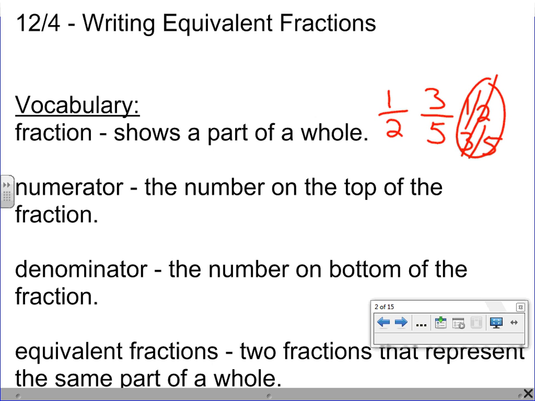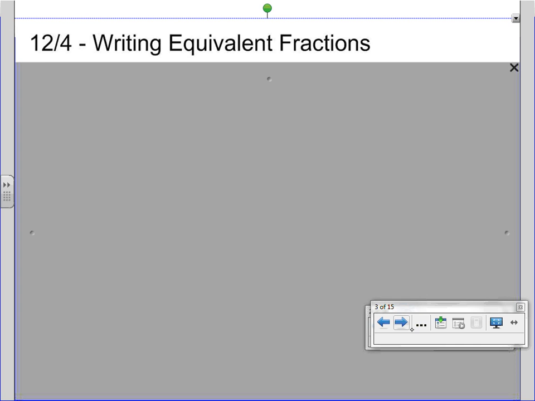equivalent fractions. And when you hear the word equivalent, you probably hear equal, and that's essentially what it means. It's two fractions that represent the same part of a whole. It's two fractions that are equal. They mean the same thing. So let's go ahead and take a look at this stuff.